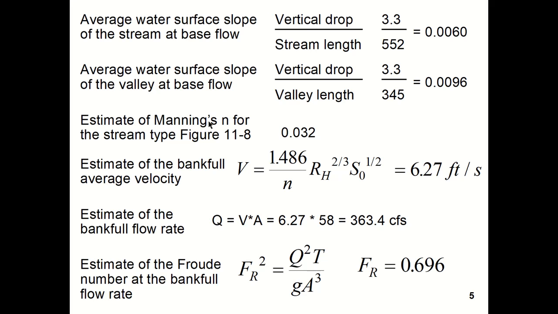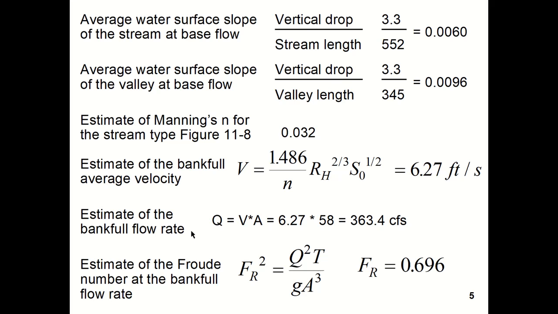Now, an estimate of Manning's n for the stream type from figure 11.8. You look up the E3 and it would be an estimate of 0.032, assuming it was not controlled by a vegetative influence. The bankful velocity can simply be estimated using Manning's equation. Putting in the hydraulic radius and the average water surface slope at bankful conditions, the velocity would be 6.27 feet per second.